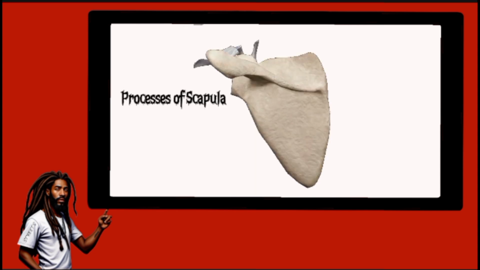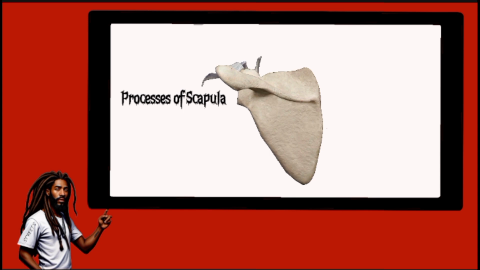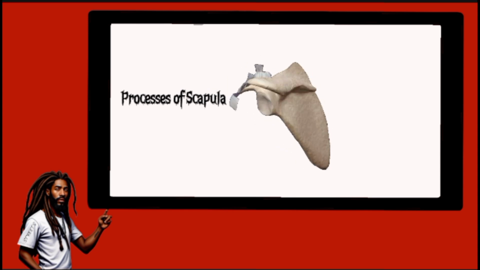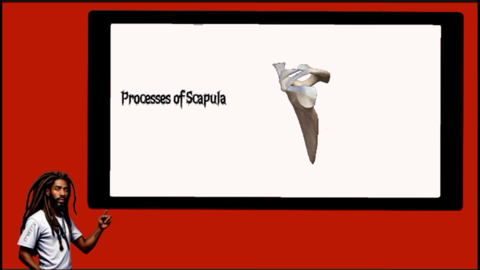Now guys, let's discuss more about these processes of the scapula. The processes of the scapula, as we discussed before, are the spinous process, the acromion process, and then the coracoid process in front.